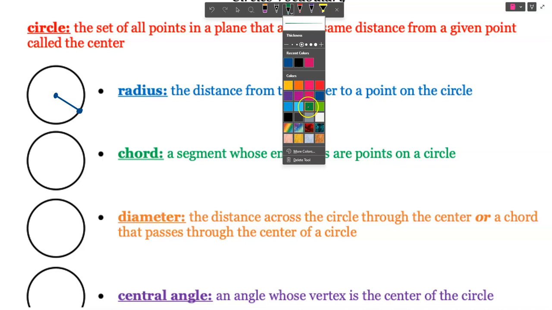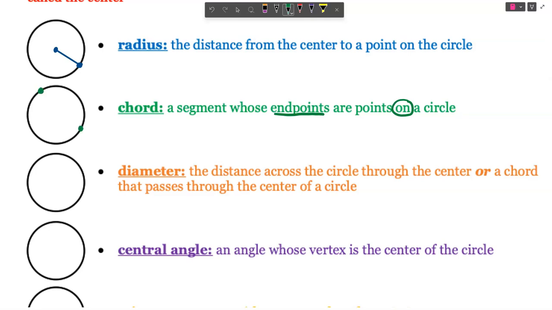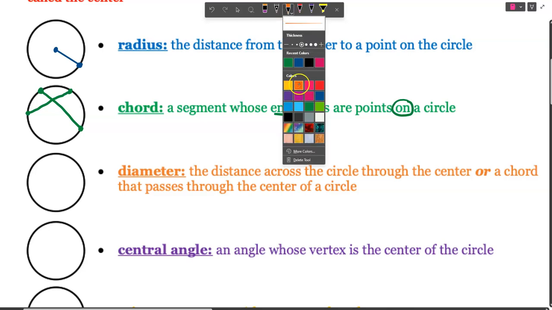Second is a chord. The chord is also going to be a segment, but in this case, both endpoints are going to be on the circle. So if I put a point here and I put a point here and I want to connect them, that is a chord. If I want to put a point here and a point there and connect them, that is also a chord. And we can draw an infinite number of these if we wanted to. Now, there is a very specific type of chord we're going to talk about next.